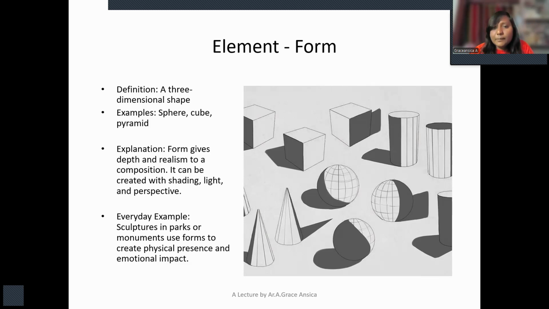The form gives depth and realism to a composition. On a two-dimensional paper, you can give a form in terms of shading, light and perspective. For everyday examples, you have sculptures in parks, and monuments use forms to create physical presence and emotional impact. Each form again has varied qualities. For example, a cube is more static in nature, whereas a sphere gives a sense of moving here and there.